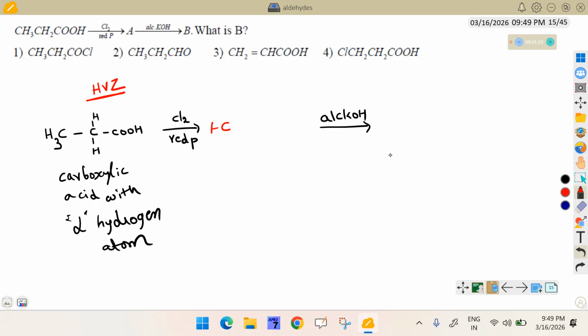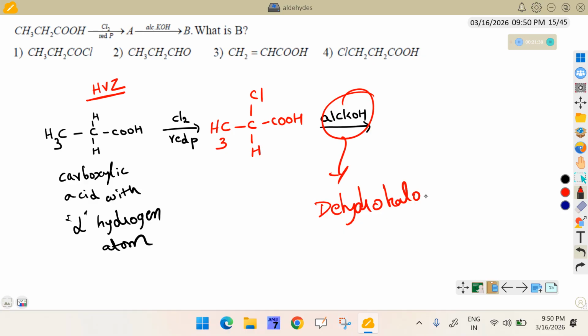Substitute chlorine. Then CH3, C, Cl, H, COOH. What is the role of alcoholic KOH? It acts as a dehydrohalogenating agent. Beta elimination takes place. Remove hydrogen atom from beta carbon, halogen from alpha carbon. Then CH2 double bond CH, COOH. Final product is the third option, which is the correct option.